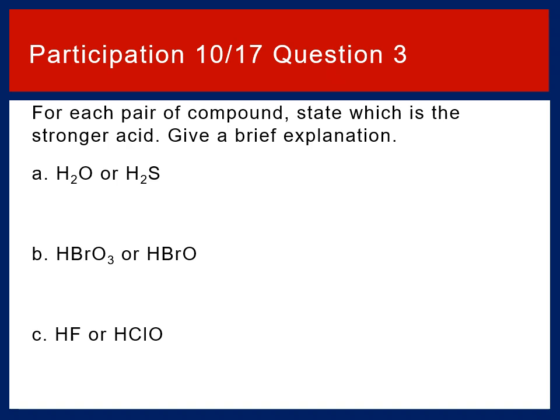Participation 1017, question 3. For each pair of compounds, state which is the stronger acid. Give a brief explanation. A, H2O or H2S; B, HBrO3 or HBrO; and C, HF or HClO. This is the third question on participation 1017, due Friday, October 17th at 11:59 p.m. over on Blackboard. The link to the assignment is right below the links to these videos.